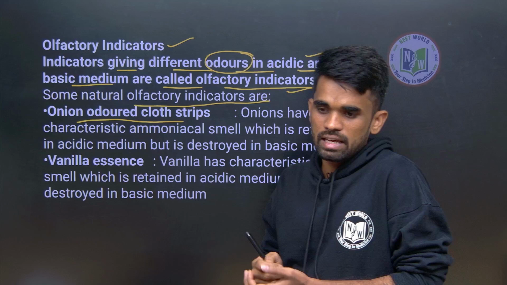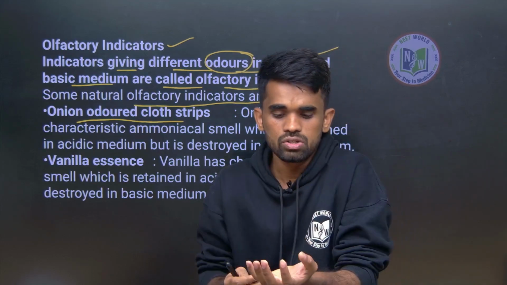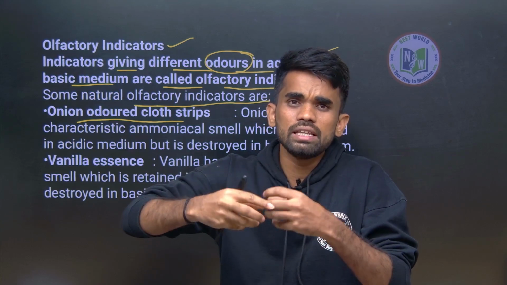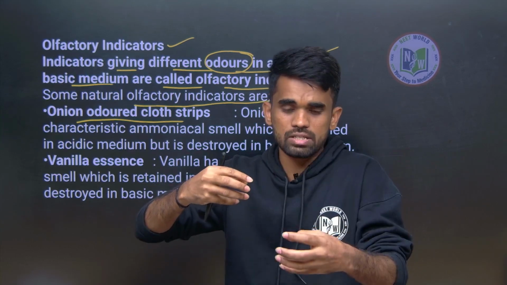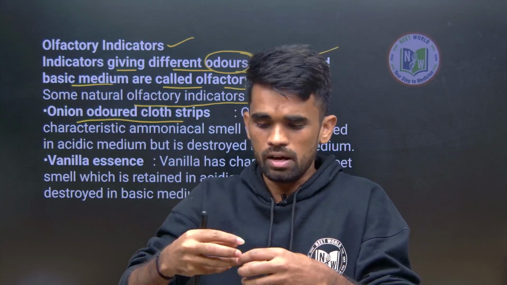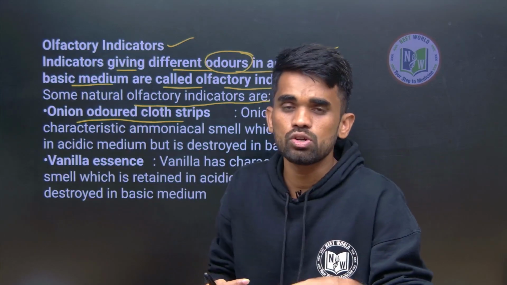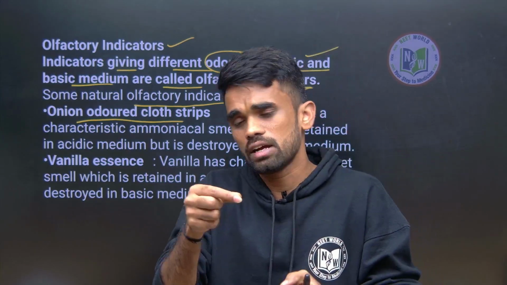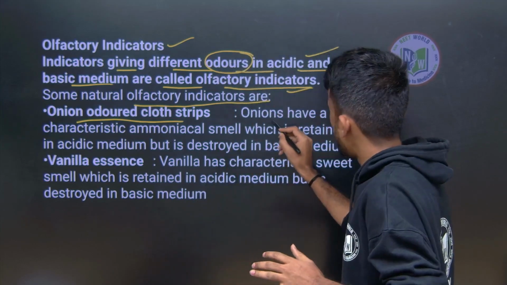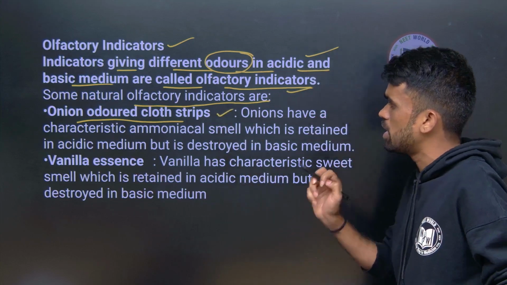What you will be doing is you just take a piece of onion and chop it into small pieces. Now keep that chopped onion with some cloth strips in a cover, and place it in the fridge for 12 hours. What happens after 12 hours? That cloth strip will be smelling like onions, right? You have prepared onion scented cloth strips.